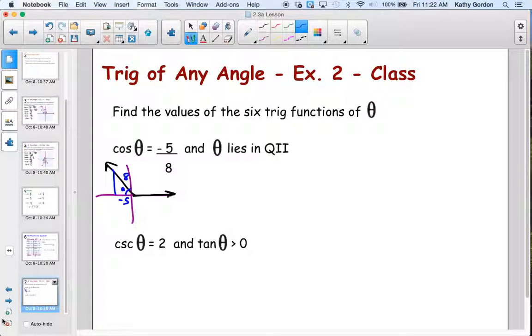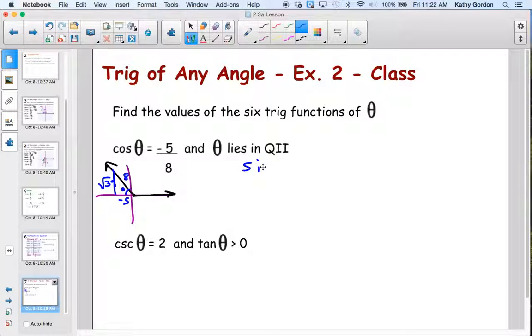All right, so if I know now that the hypotenuse, or my r, is 8 and the base leg, or my x value, is negative 5, can I find the other side? Yes. What's it going to be? 64 minus 25? 39? Sound right? So square root of 39 is that side. Now can I find my trig functions? Yeah. But when I do my trig functions, I have to keep in mind what the signs are supposed to be in the second quadrant to make sure that's how I'm writing them.